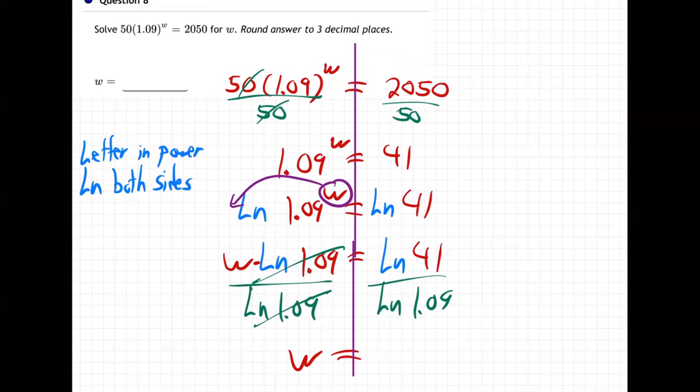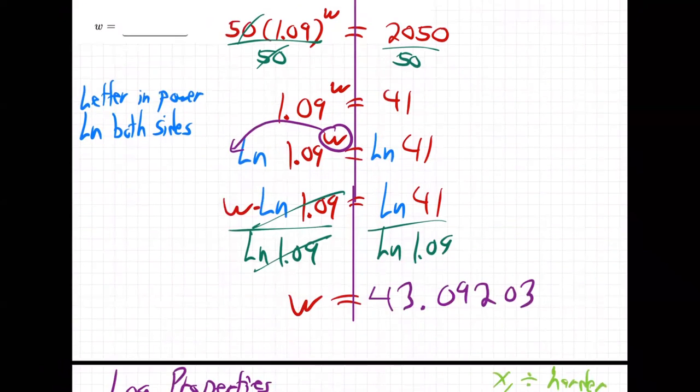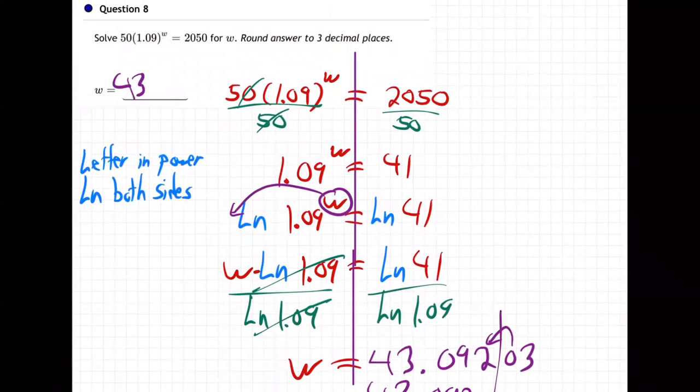And I'm getting 43.09203, blah, blah, blah. Let's round to 3. So when they say 3 places, you put your line there. So this is a 0. That means just leave it as is, don't round it up. Keep it 43.092. So there we go.